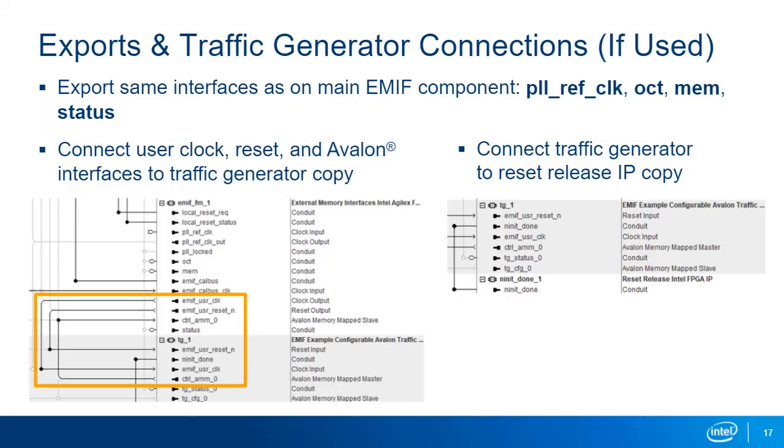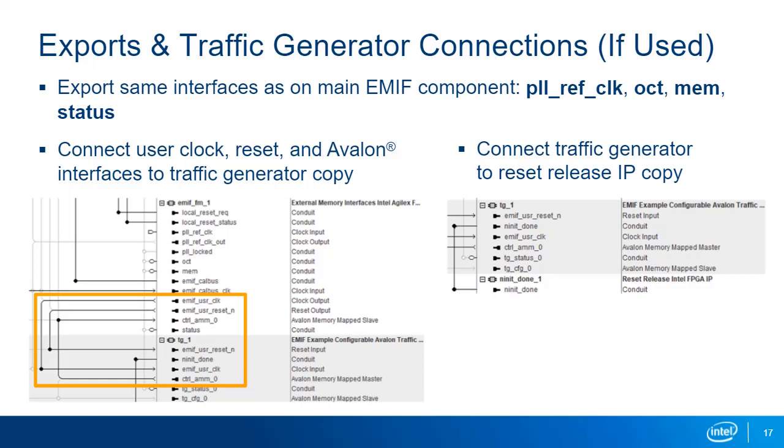Export the appropriate interfaces on each of the additional EMIF IP to connect them up outside the system. These include PLL ref clock, OCT control, the external memory I/O connections, and the status interface. While not shown, if you are sharing core or PLL reference clocks between the multiple interfaces, as discussed in an earlier part of this training, you'll need to make additional connections either inside or outside the system.